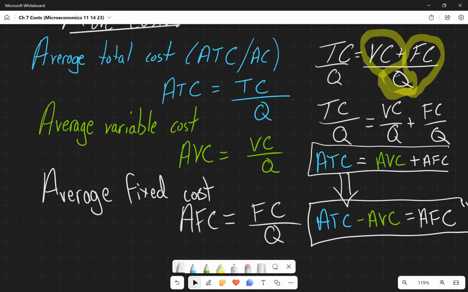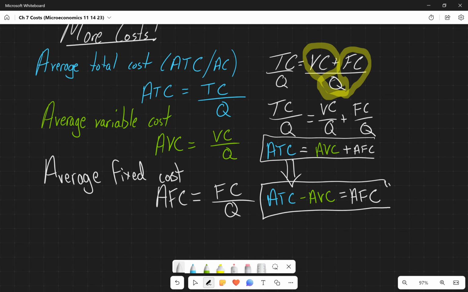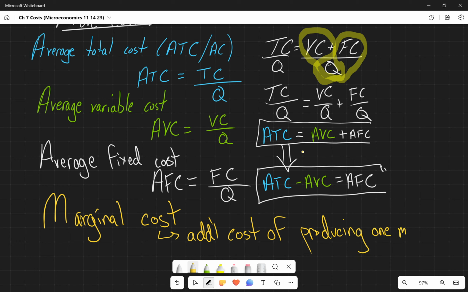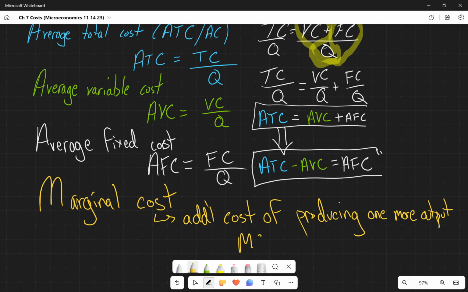Our last definition for our more costs section is going to be the marginal cost. Our marginal cost is the additional cost of producing one more unit of output. Let's write that down. Additional cost of producing one more output unit. So MC, marginal cost, is equal to the change in my total cost divided by my change in the quantity.